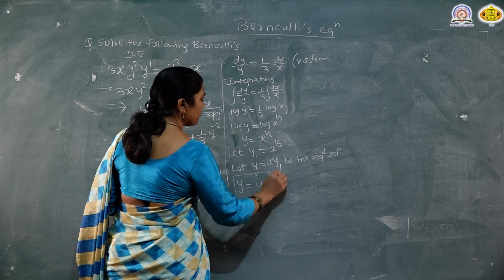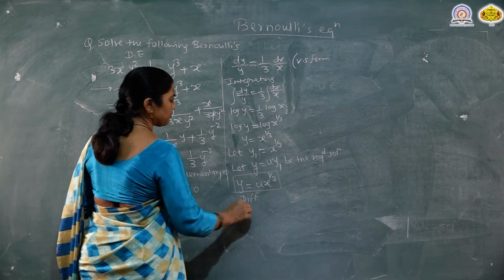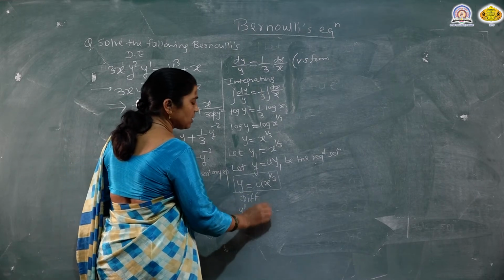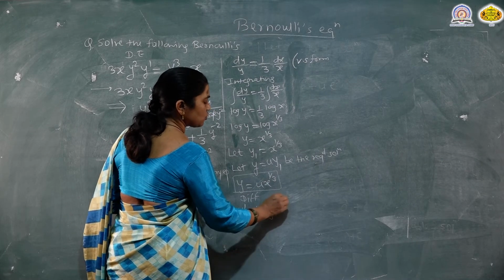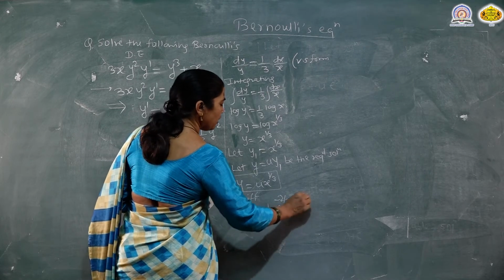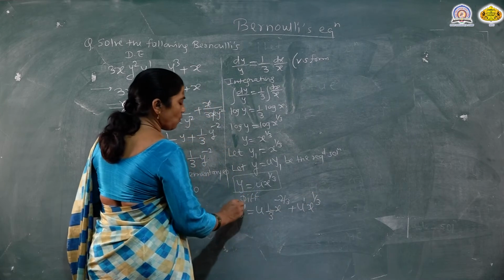Once we have y, we differentiate this with respect to x, we get y dash. So by product rule, what is y dash? u as it is, derivative of x raised to 1 by 3, 1 by 3 x raised to minus 2 by 3, plus u dash x raised to 1 by 3. This is derivative y dash.